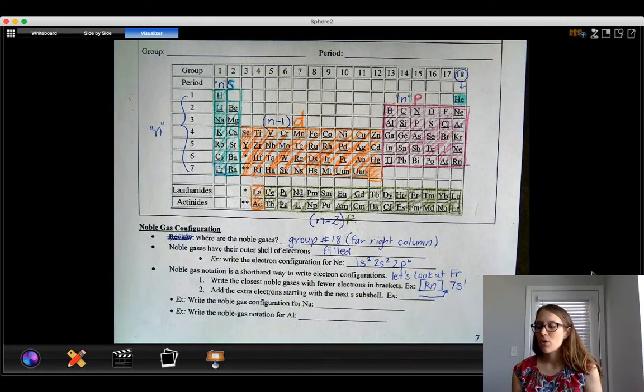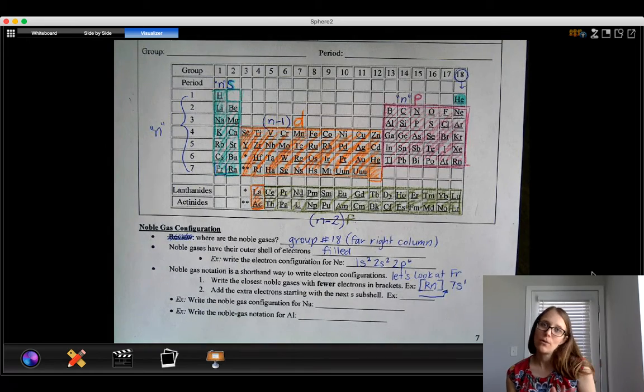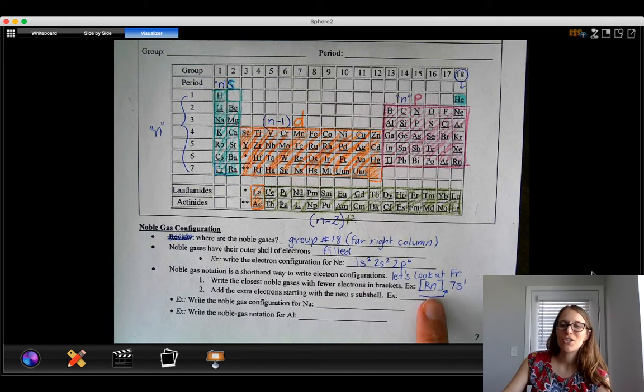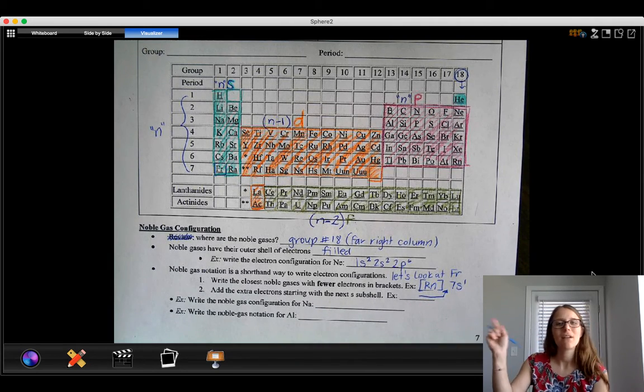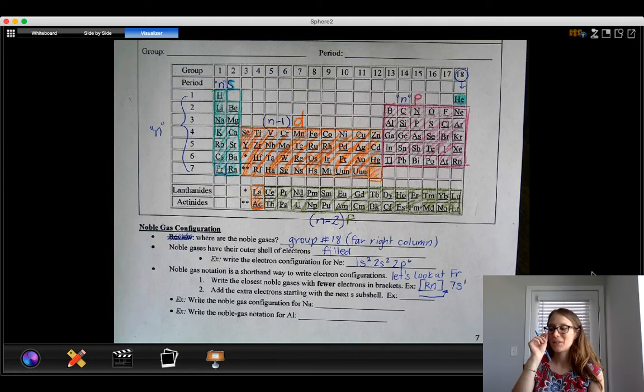So instead of having to write 1s2, 2s2, 2p6, 3s2, 3p6, and keep going all the way down the periodic table, I got to use this shortcut. It's like radon with 1 extra electron in the 7s orbital. Okay, so that makes it much quicker than what we were doing otherwise.